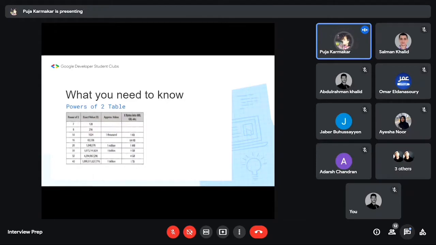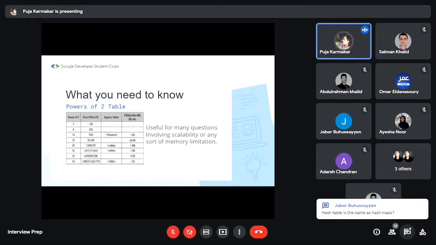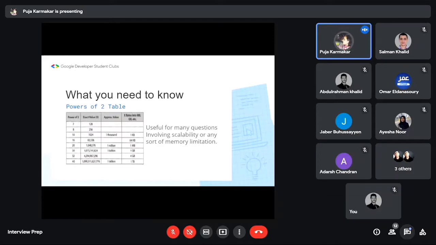Maybe someone will ask you, what is 2 to the power of 16? Or 2 to the power of 20? At least you need to know the space, memory size, memory location. So it's useful for many questions that involve scalability or memory limitations. So you need to at least know the basics of it.